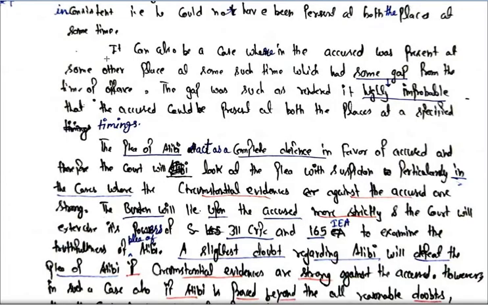Next paragraph. It can also be a case wherein the accused was present at some other place at some such time which had some gap from the time of the offense. The gap was such as rendered it highly improbable that the accused could be present at both the places at the specified timings.